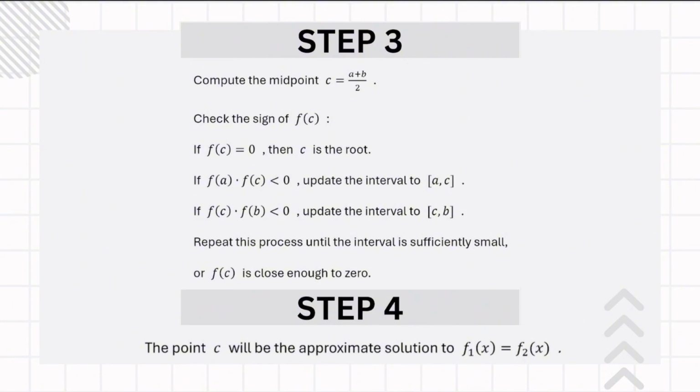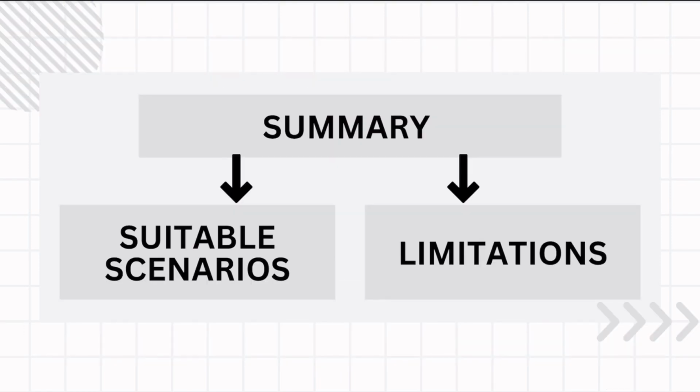And the final step is the point C will be the approximate solution to f1(x) = f2(x). In summary, we will divide into two parts.